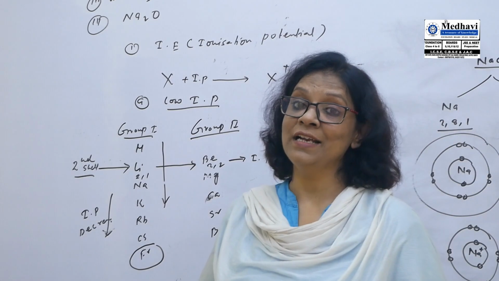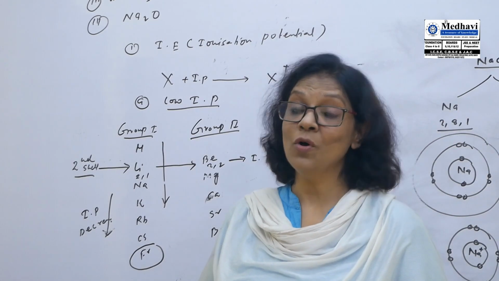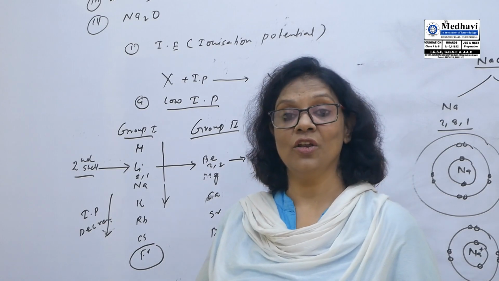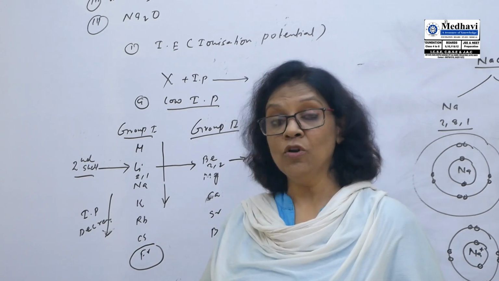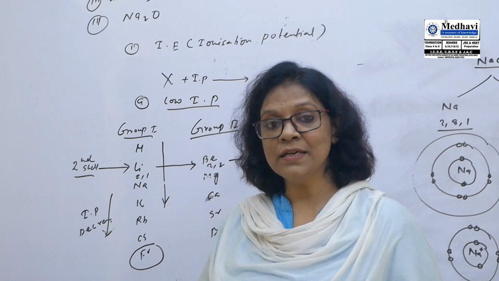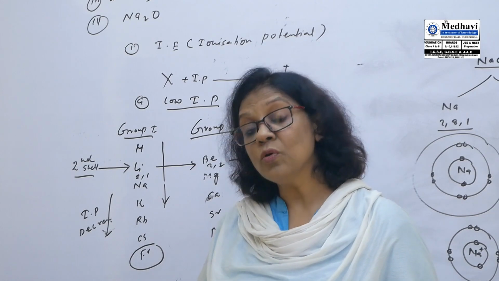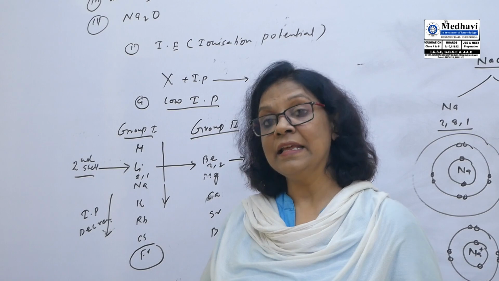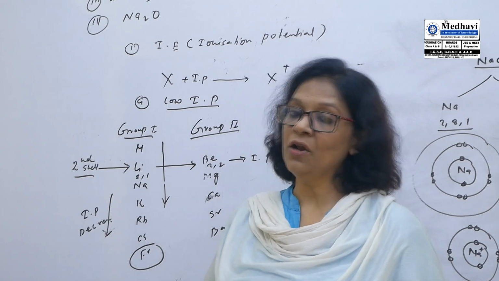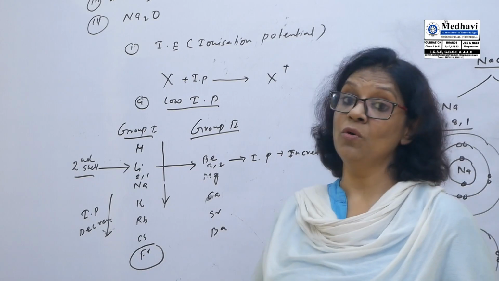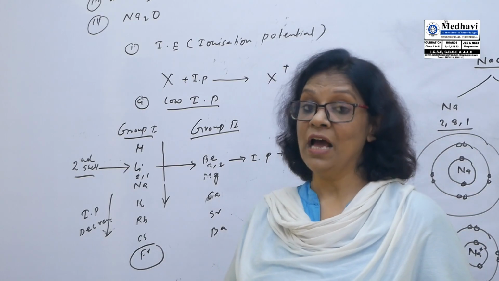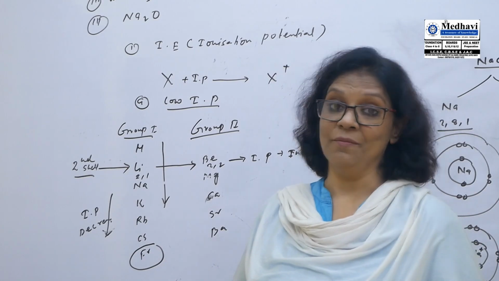We have the information that group 1 elements are the most suitable elements for the formation of ionic or electrovalent compounds. Group 2 can also form them because their size is not so small in comparison to group 1. So they can also form electrovalent or ionic compounds, but group 1 is the most suitable group for the formation of ionic or electrovalent compounds.